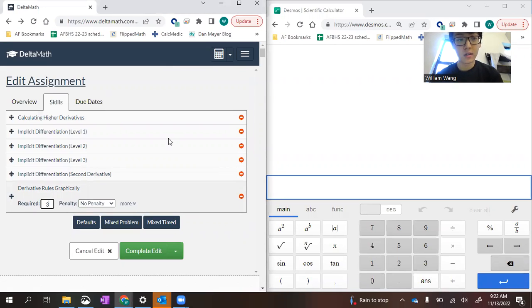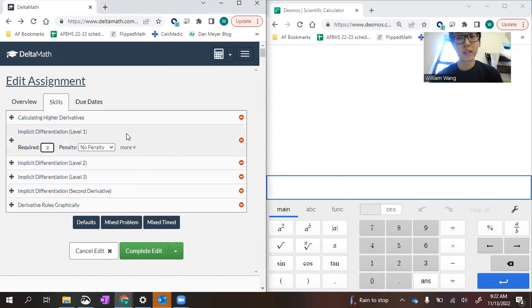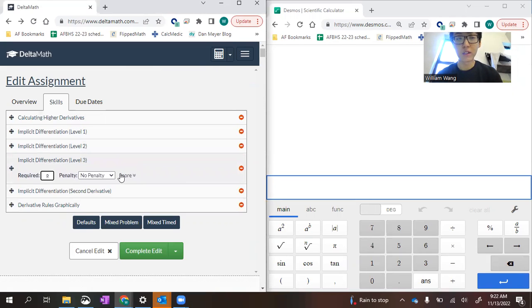Now, this middle section, implicit differentiation level 1, 2, and 3, I have already done a video on those. That was the last assignment. So I would direct you for this middle section to those videos if you need refreshing on those.